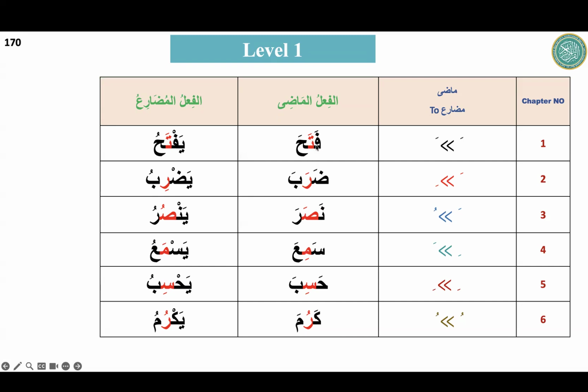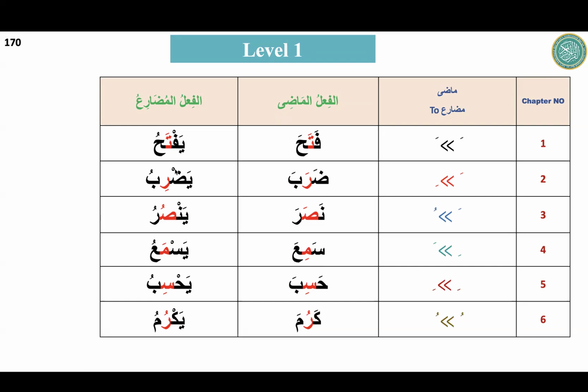And if you look at the verbs here, there is a list of them. All are different, but one common thing here: they are three-letter verbs. You will see that. Mostly the verbs we use here in levels one and two are all three-letter words, and this is called fi'l thulathi mujarrad.